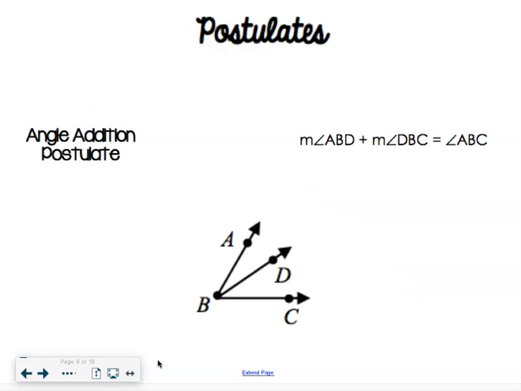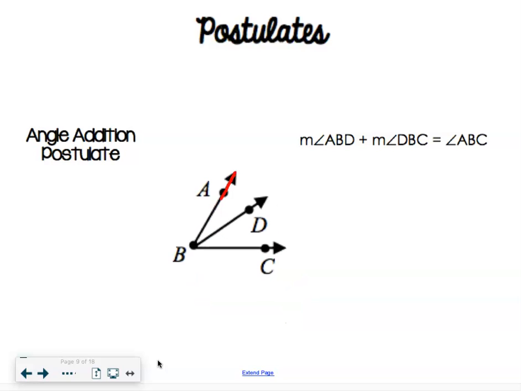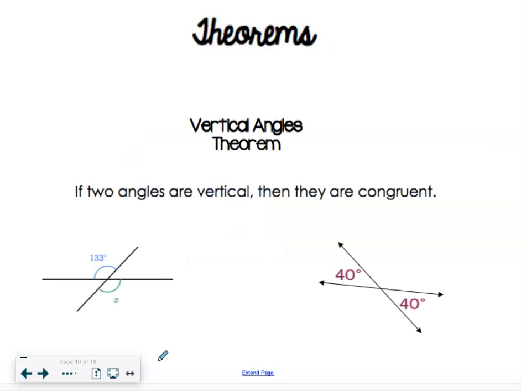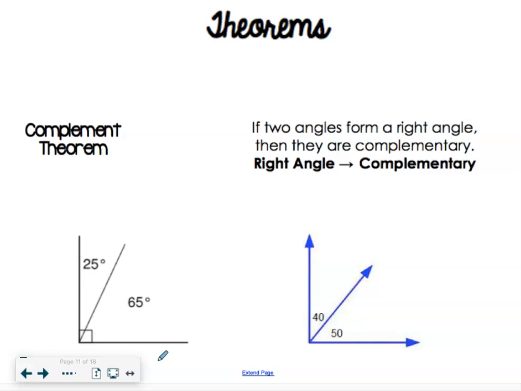Angle addition. So this is just like segment addition, but with an angle. Do we agree we have this big angle here? And then I can split it up into this angle and this one. That's angle addition. We don't know that they might be equal, but they might not be. Vertical angles. What do you guys know about vertical angles? They're congruent. That's it. They're the same.